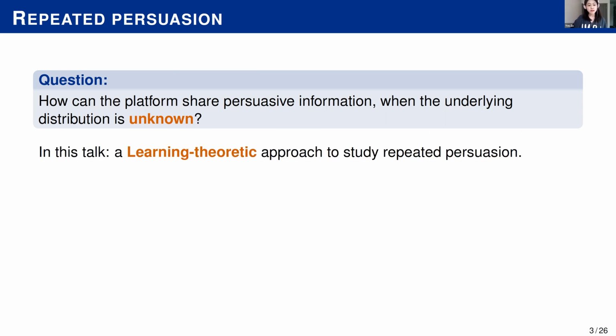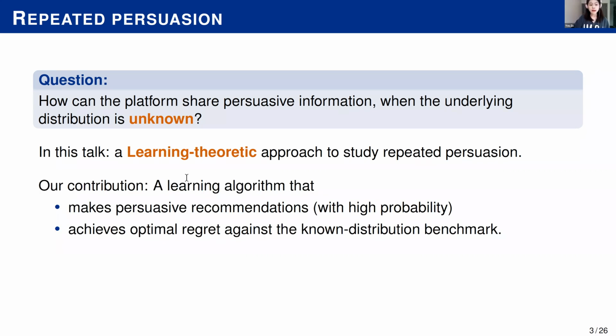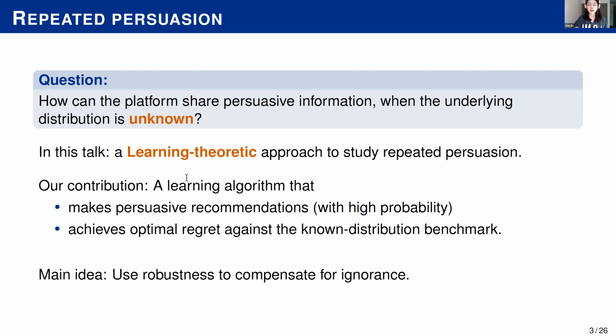Our approach is sort of a learning theoretic approach to study this repeated persuasion. In particular, our contribution is a learning algorithm that makes persuasive recommendations with high probability and achieves optimal regret against the benchmark where the platform knows this underlying distribution. And our main idea is to use robustness to compensate for ignorance of the distribution.